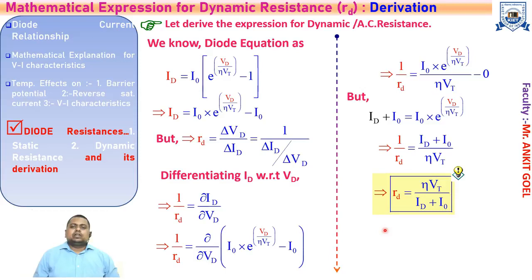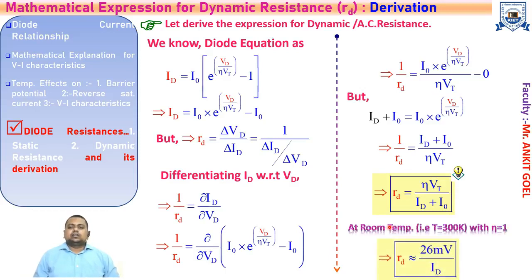Let's approximate it for the semiconductor constant value 1 and at room temperature. At room temperature Vt is 26 millivolt, and we put eta equal to 1. So at room temperature the dynamic resistance can be given approximately as 26 millivolt upon the diode current, that is ID. So this is the mathematical expression for the dynamic resistance.